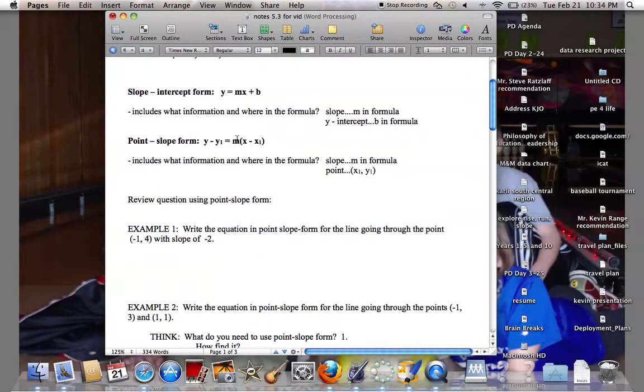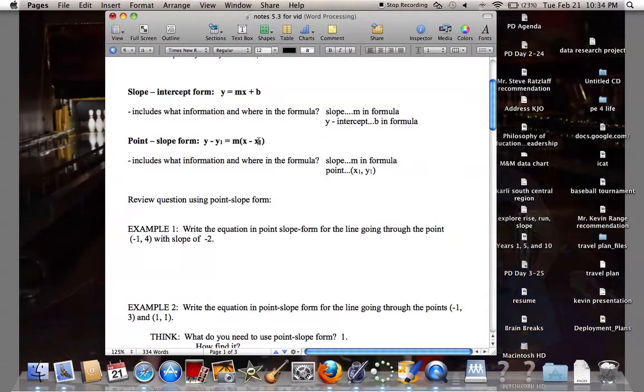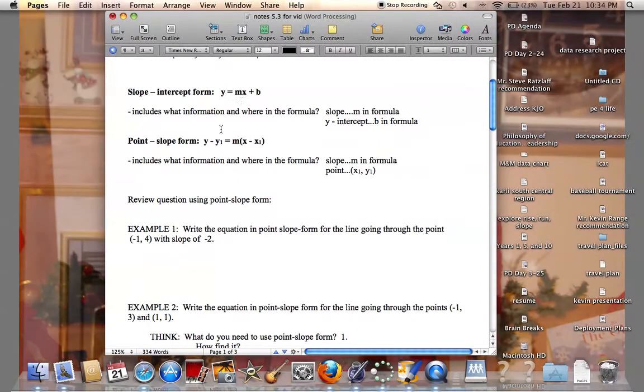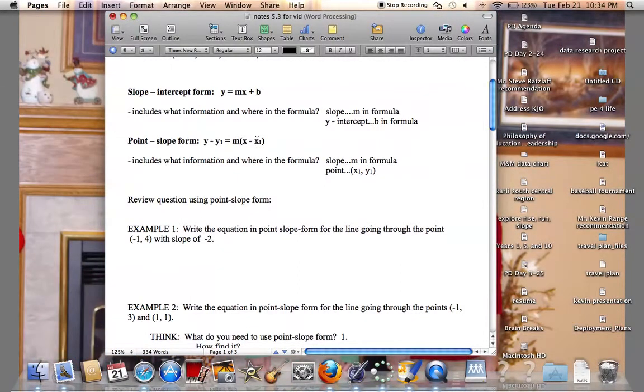So the slope again is m. M is always going to be our slope. The point in this formula is the x1 and the y1 as an ordered pair. So this x and this y will actually stay in the equation, giving me the x and the y like this one has, and the y1 and the x1 will actually be numbers from an ordered pair.